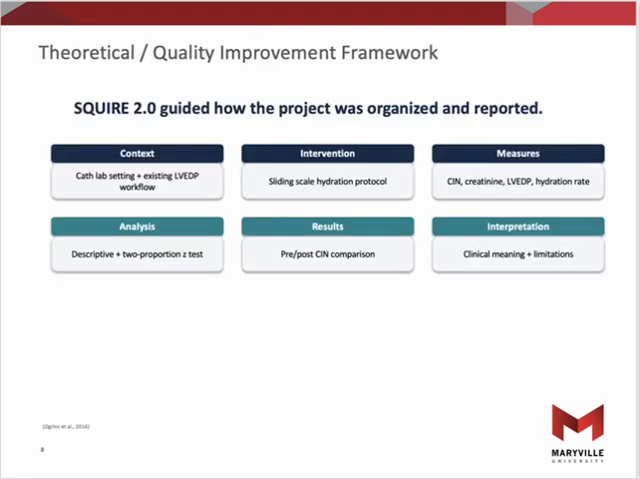So the SQUIRE 2.0, a quality improvement reporting framework, is what I used to organize the project systematically. It helped describe the context, define the intervention, identify the measures, explain the analysis, present the results, and interpret the findings with the limitations.